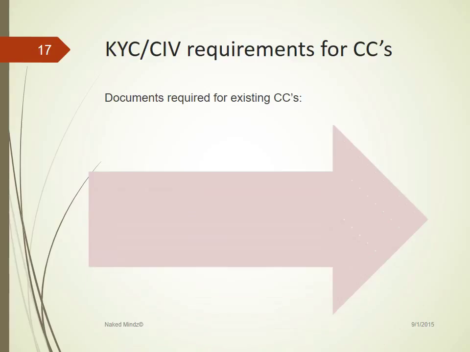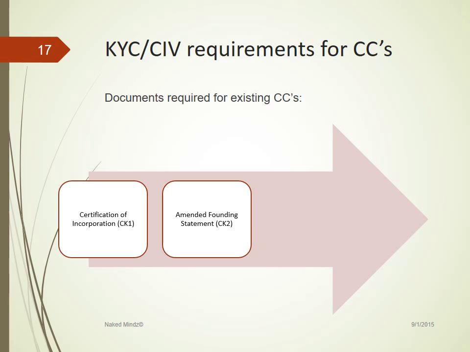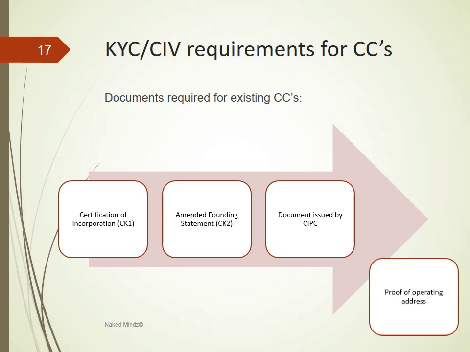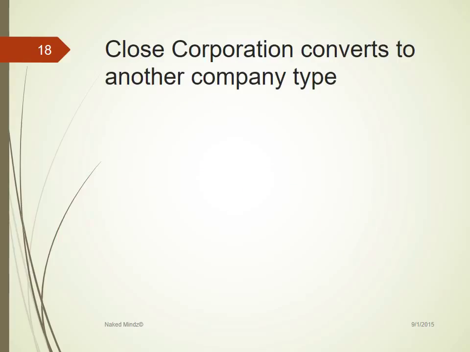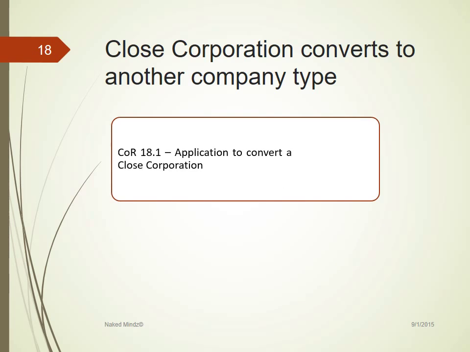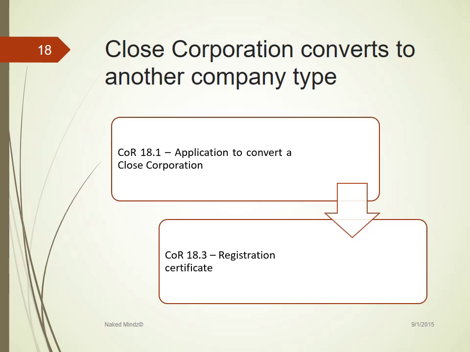Well, you need to have the certificate of incorporation, that's the CK1 form. You need to have an amended founding statement or CK2 form, and you need to have the document issued by the CIPC. You also have to have proof of operating address. When a closed corporation converts to another company type, there are other documents that are required. This includes a COR 18.1 or application to convert a closed corporation. You would have to have a COR 18.3 registration certificate.